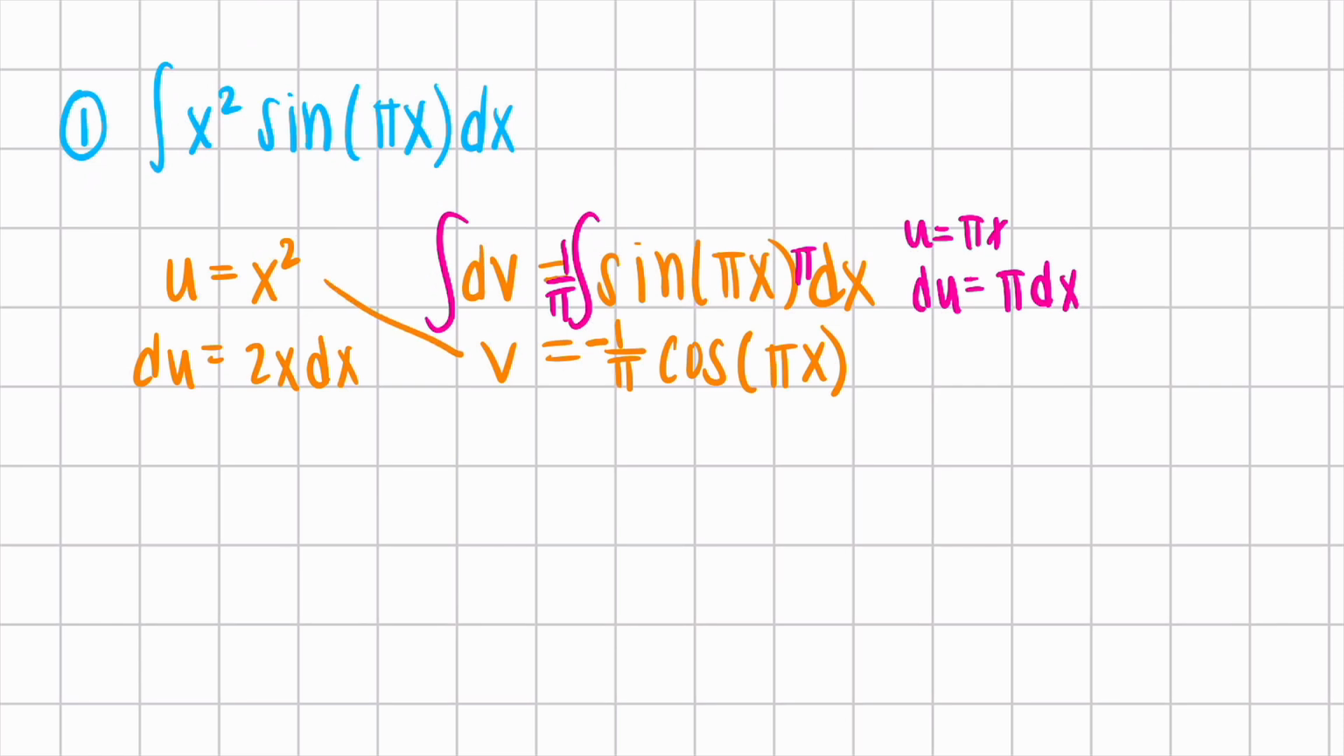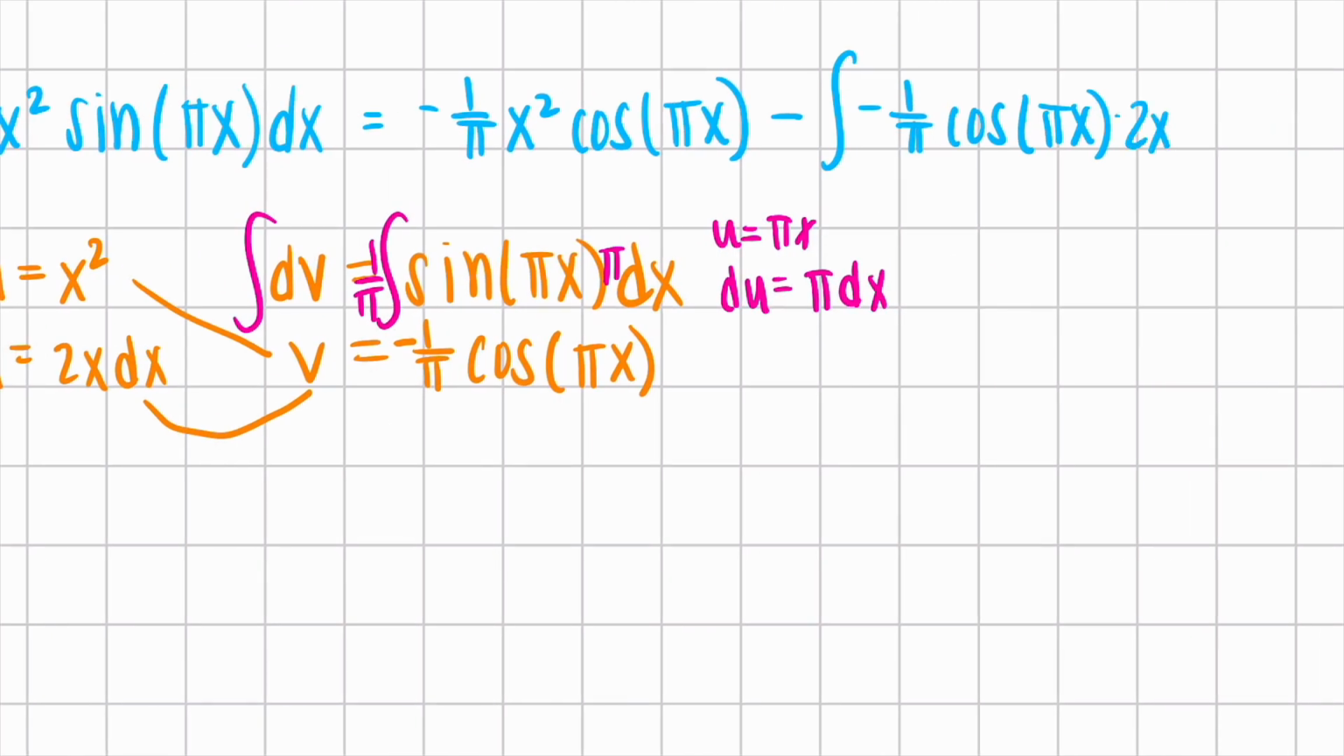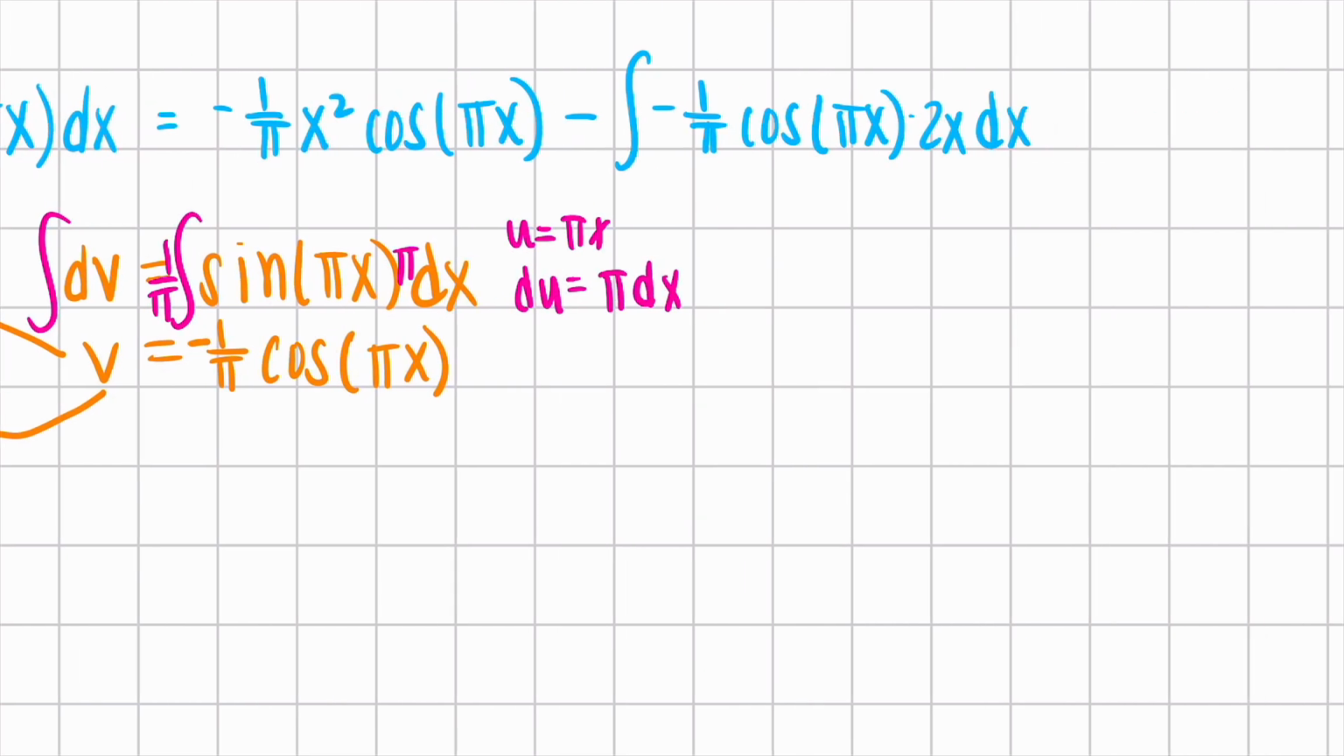Now I want u times v and then minus the integral of v du. That's my formula. So u times v is negative 1 over pi x squared cosine of pi x. And then I have minus the integral of v du. So I have negative 1 over pi cosine of pi x times 2x dx. Now, what makes this problem a little bit more complicated is normally when we get to this second step, I can integrate this integral, and we still can, but notice I'm going to have to use integration by parts a second time.